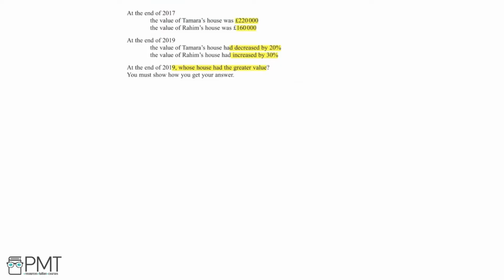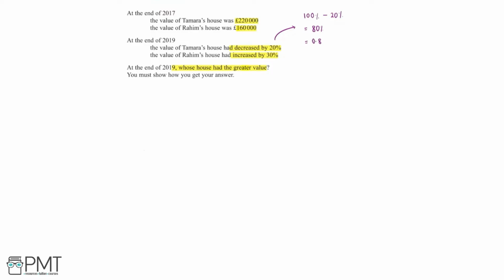We can start by deciphering what it means for the value to decrease by 20% and to increase by 30%. The original value of anything will always be equal to 100%. And so if something decreases by 20%, we'd be taking 20% away from the original value. And so a decrease of 20% would be equivalent to 100% take away 20%, which is equal to 80%. And so if something decreases by 20%, we want to find 80% of the original value. And we know that to find 80%, we multiply by 0.8.